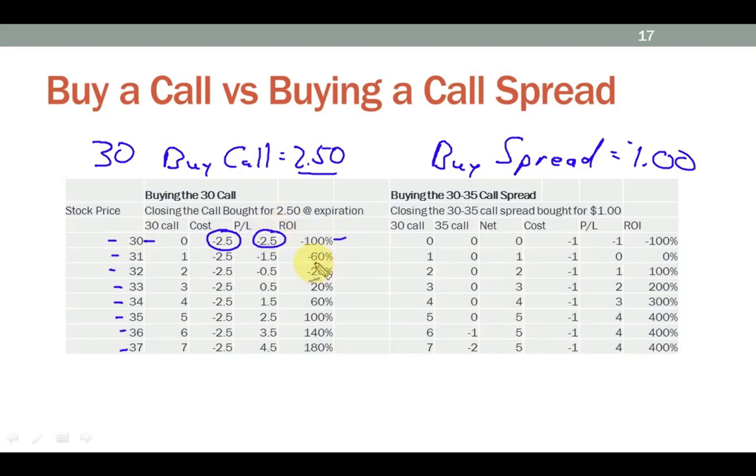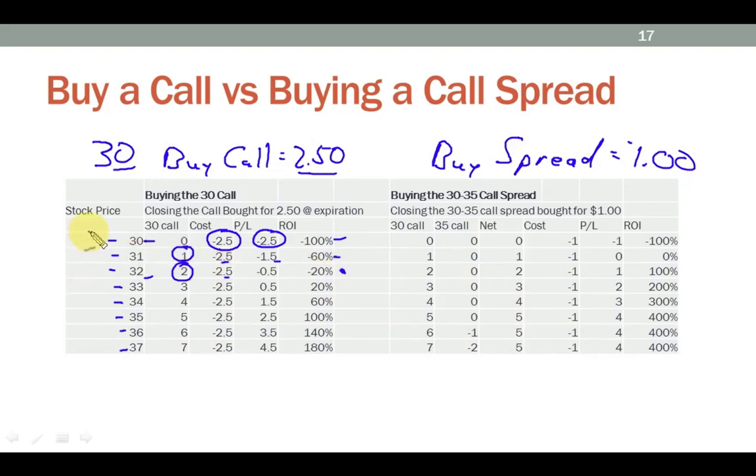It's 100% loss. If the stock drives to 31, what's a 30 call worth with the stock trading at 31? Well, it's going to be worth $1. But you paid $2.50 for it. So what do you lose? $1.50. You'd still lose 60%. With the stock at 32, what's a 30 call worth? At expiration, intrinsically, it's worth $2. But you still paid $2.50 for it, so what do you lose? 50 cents. It's still a 20% hit.